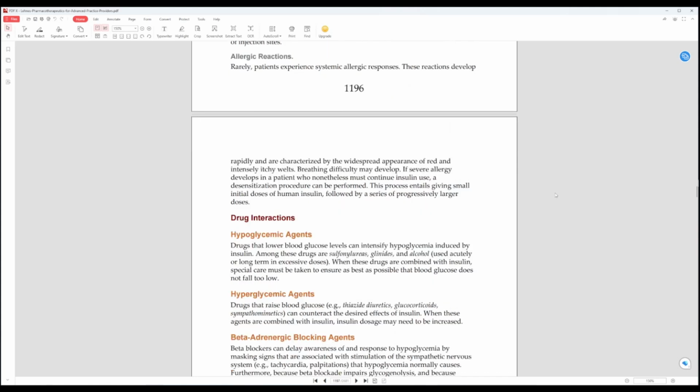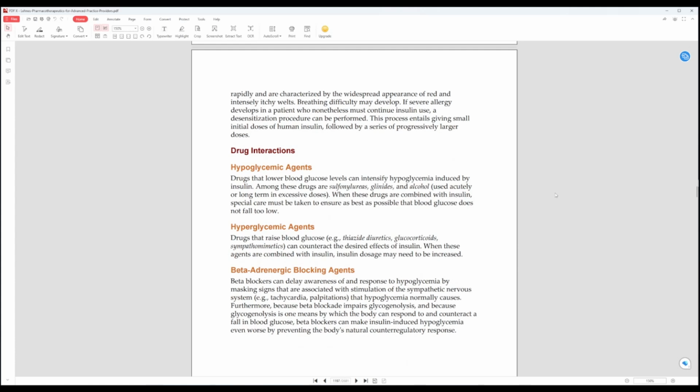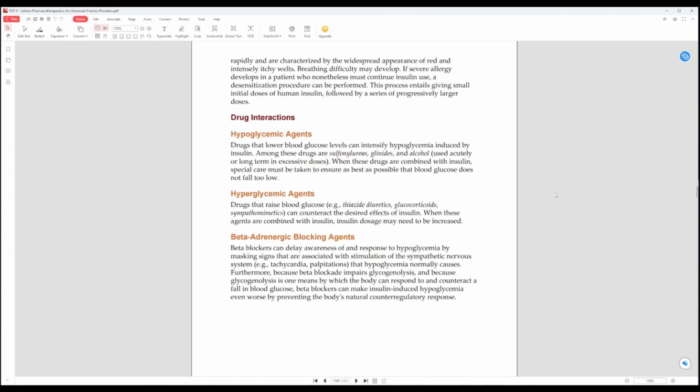Allergic reactions. Rarely, patients experience systemic allergic responses. These reactions develop rapidly and are characterized by the widespread appearance of red and intensely itchy welts. Breathing difficulty may develop. If severe allergy develops in a patient who nonetheless must continue insulin use, a desensitization procedure can be performed. This process entails giving small initial doses of human insulin, followed by a series of progressively larger doses.